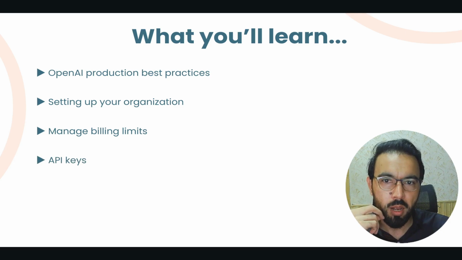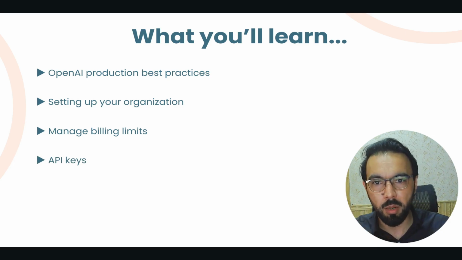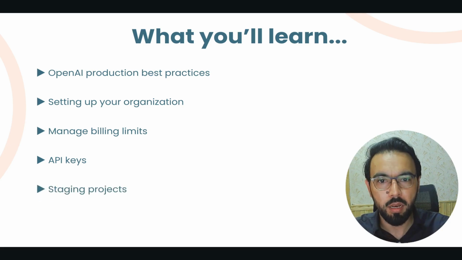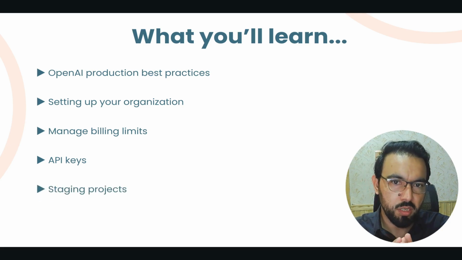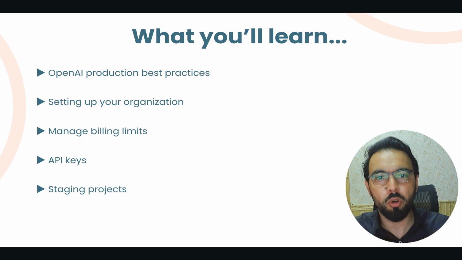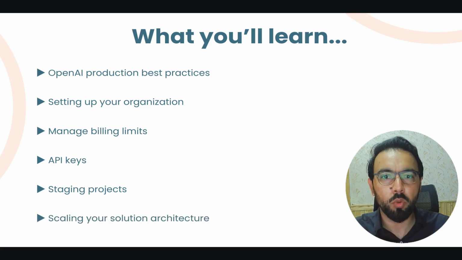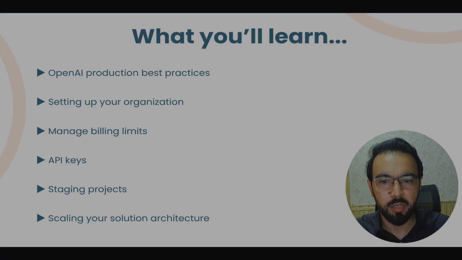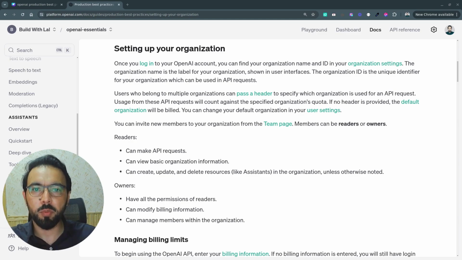We'll also see how we should separate different API keys based on production or based on testing, and alongside that we will also see how we can set up some staging and production projects for different purposes when we are going to a staging environment and when we are going to the production environment. And the last thing will be quickly going through how we can scale up our solution architecture. So first, let's see setting up your organization.